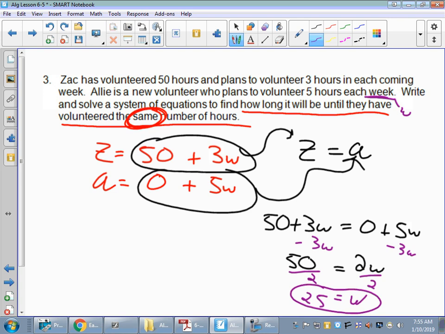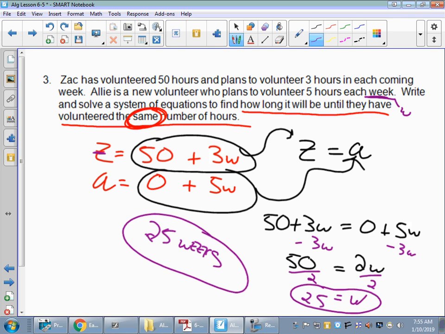And it was tricky because we kind of had three variables. We had a z, an a, and a w here. We don't like three variables. That's why we got to look for those key phrases here to say, hey, we could set those equal to each other. And then we're only dealing with the w's. So this would mean 25 weeks. So w is 25 weeks it would take for them to volunteer the same amount of time.